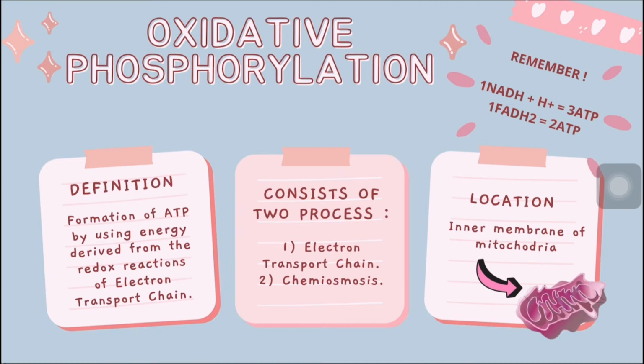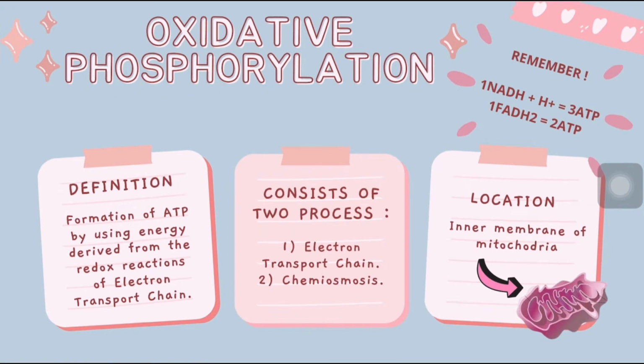Okay, next we will learn about oxidative phosphorylation. Oxidative phosphorylation is a formation of ATP by using energy derived from the redox reaction of electron transport chain. It consists of two processes, which are electron transport chain and chemiosmosis. It's located in inner membrane of mitochondria. Please remember that 1 NADH plus H plus will produce 3 ATP and 1 FADH2 will produce 2 ATP.